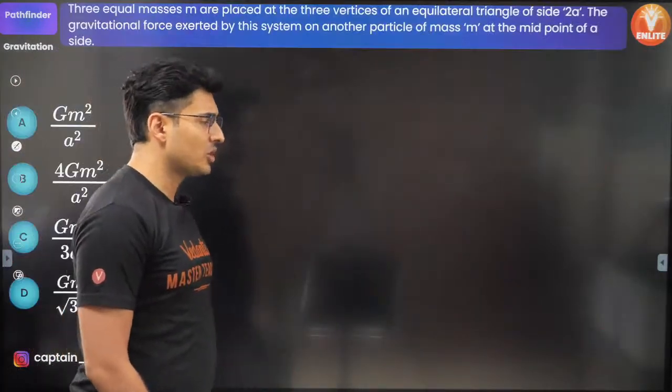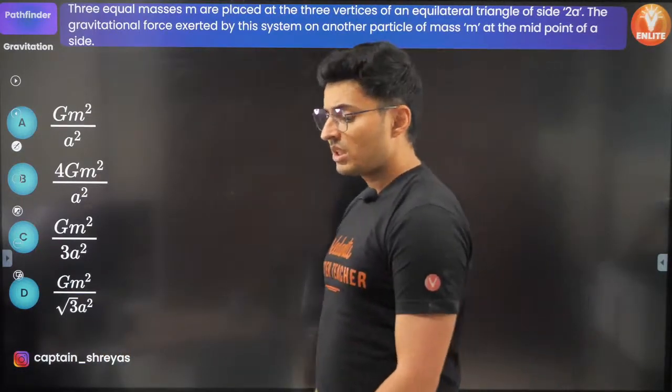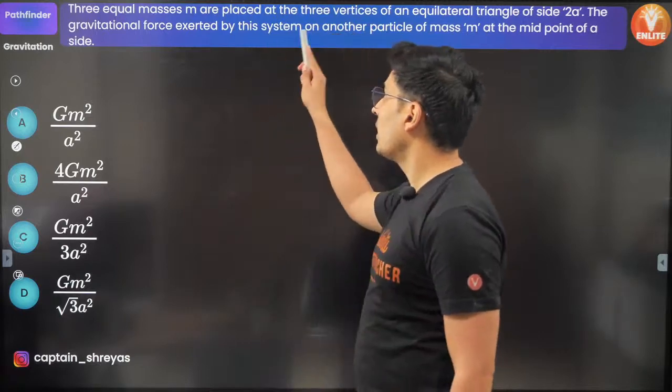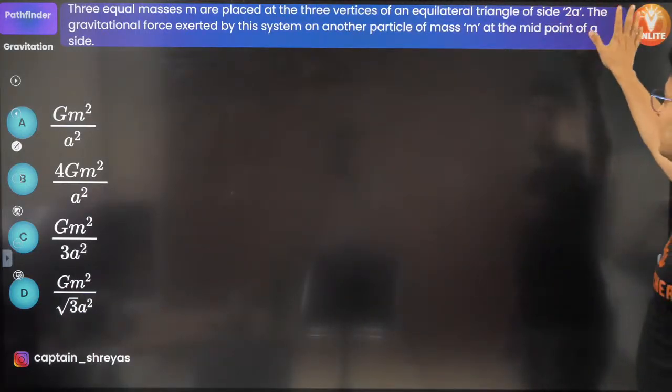Let's solve some questions based on the forces. Here is the first question coming up on your screen right now. Three equal masses m are placed at the three vertices of an equilateral triangle of side length 2a.